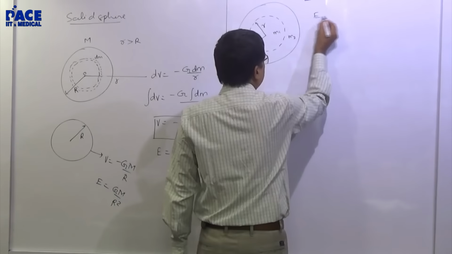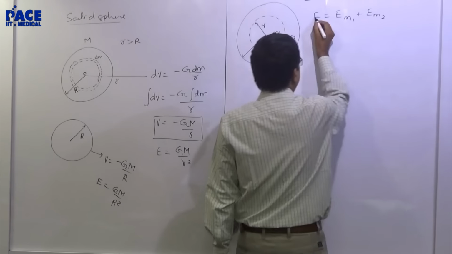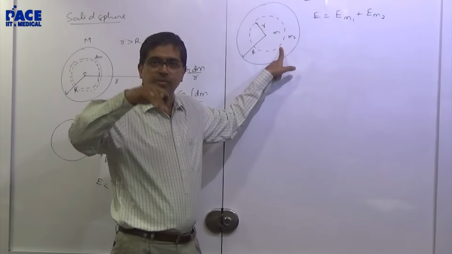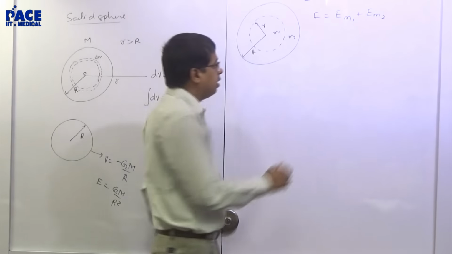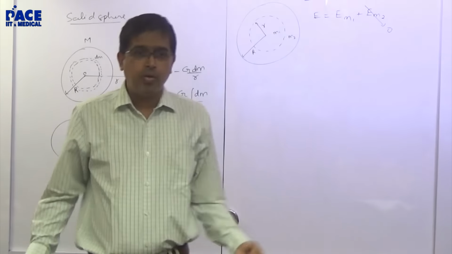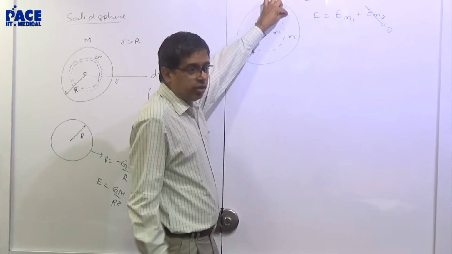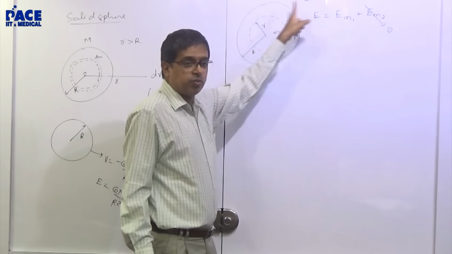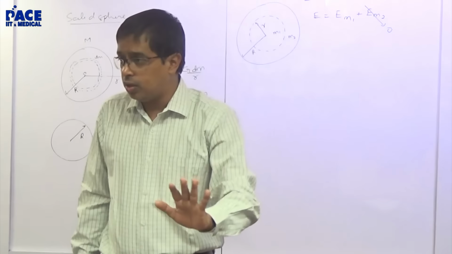Now field will be because of m1 plus field because of m2. Field at a distance of small r will be field because of m1 and field because of m2. Agreed? Field because of m2 will be 0. How did you say that? Because every thin shell in M2 that I consider will give me a 0 inside. I will add all the zeros from small r to capital R, it turns out to be a 0. Is it clear to all?